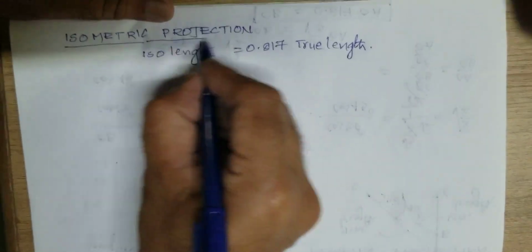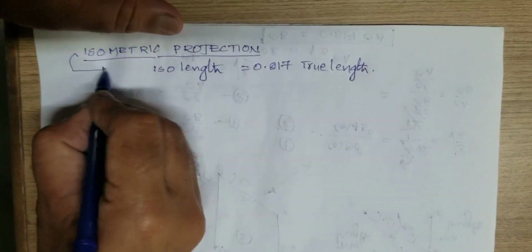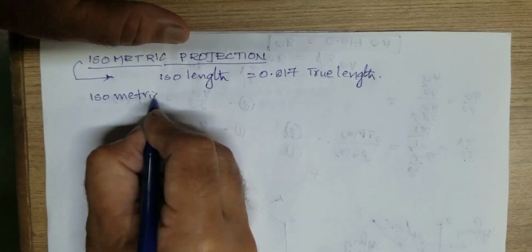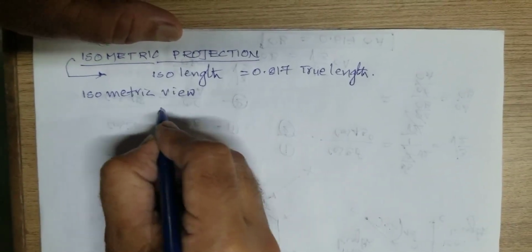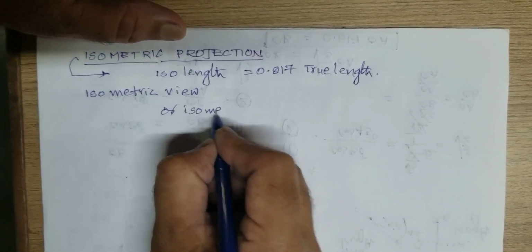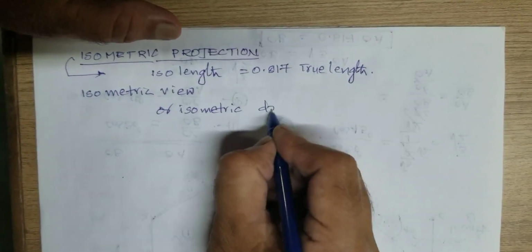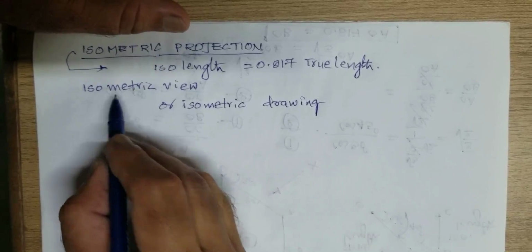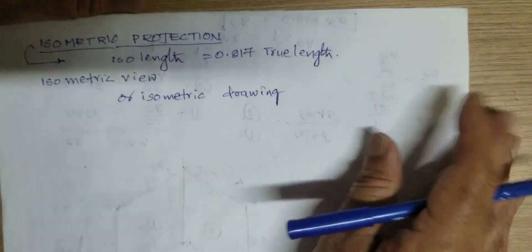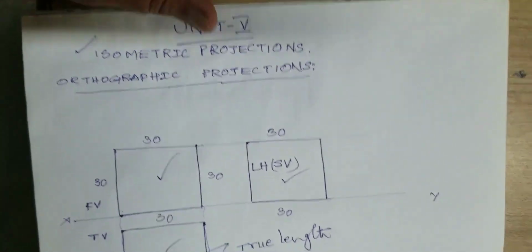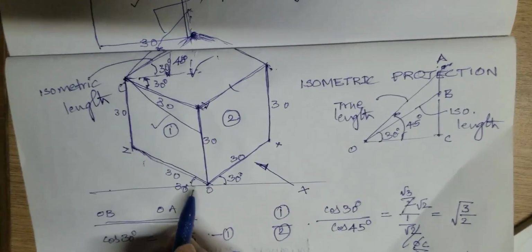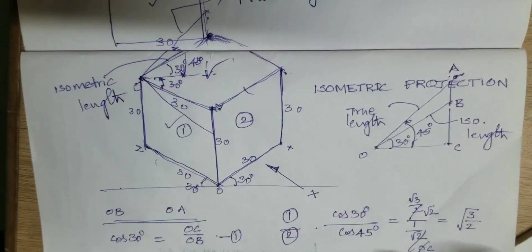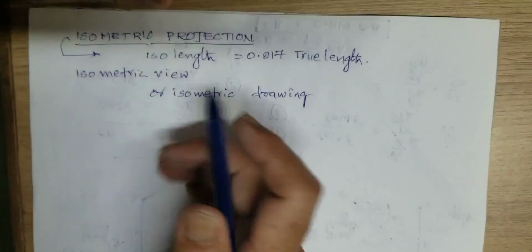Generally we are using it like this. Sometimes we are using the word isometric view or isometric drawing. Please understand this. When the examiner is asking for isometric view or drawing, we take this side angle 30 degrees, this side angle 30 degrees, vertical only. But the same thing we have to take.